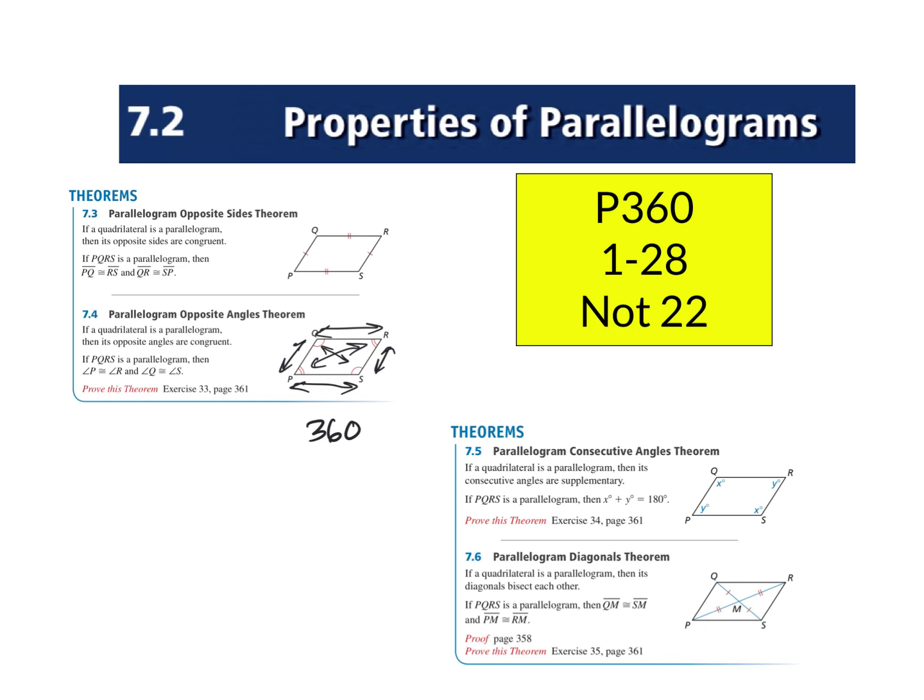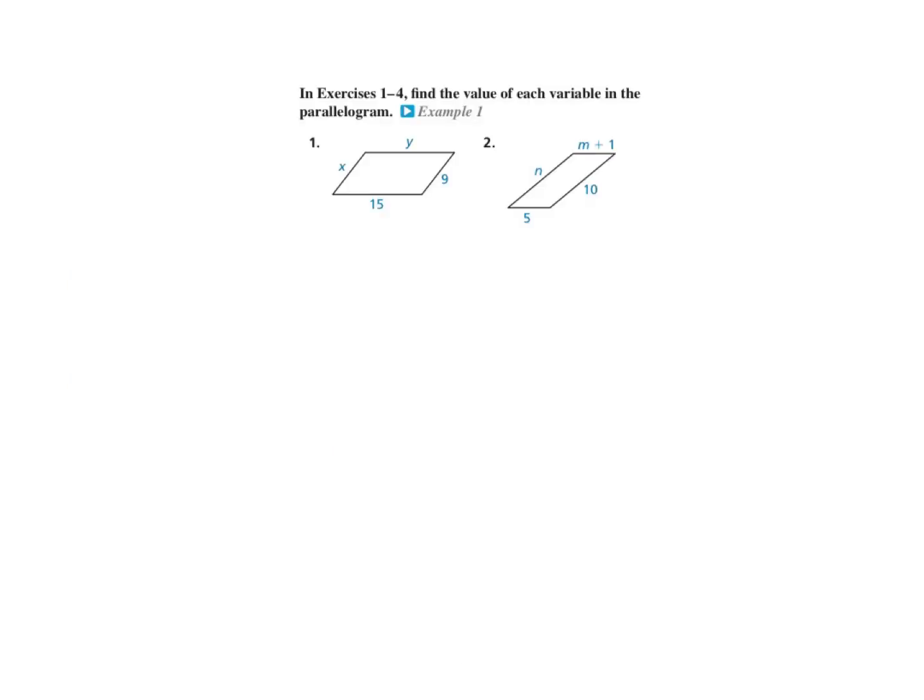All right, let's get started. Find the exact value of each variable in the parallelogram. Okay, well, x equals 9 if it's a parallelogram, and y equals 15. Let's start out easy. Number 2, n equals 10, and m plus 1 equals 5. So we subtract 1, and m equals 4.